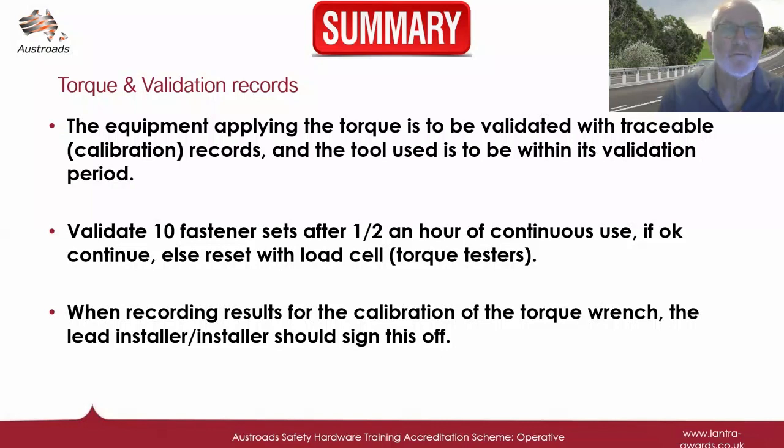Summary: torque and validation records. The equipment applying the torque is to be validated with traceable calibration records, and the tool is to be used within its validation period. Validate 10 fastener sets after half an hour of continuous use. If okay, continue, else reset the load cell.